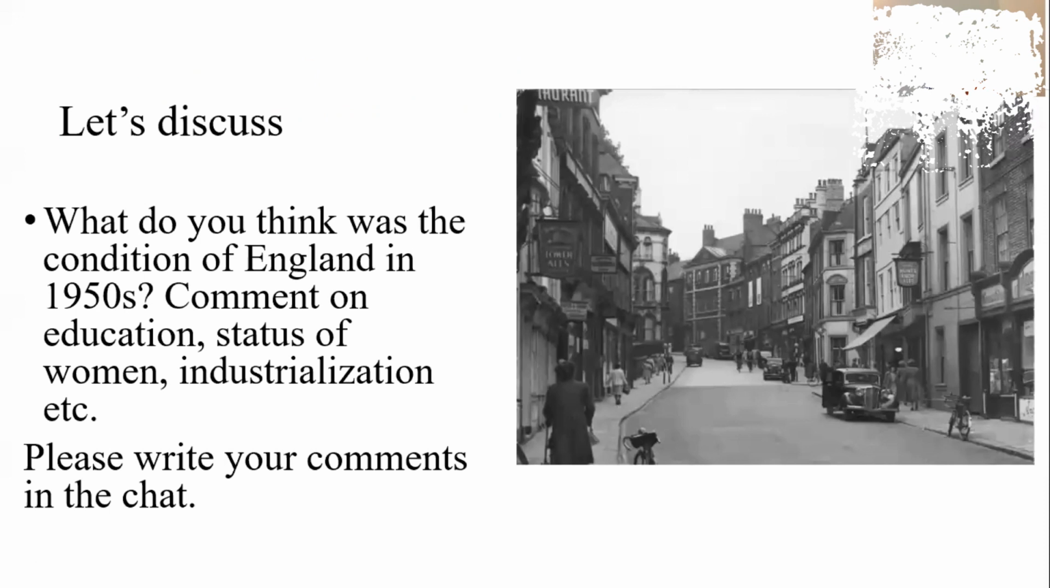So I had you looking, and then you've done it in history of English literature as well. What do you think was the condition of England in the 1950s? What do we know about that? Comment on education, status of women, industrialization, whatever you know about. That's a picture of 1950s England. What was happening in the 1950s? So the World War had just finished. So obviously the English society must have been affected by that.